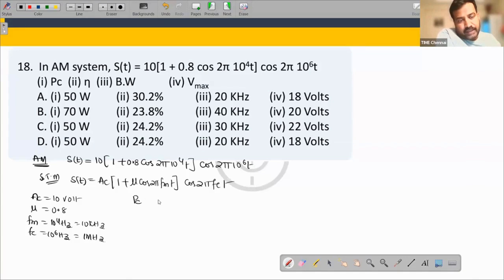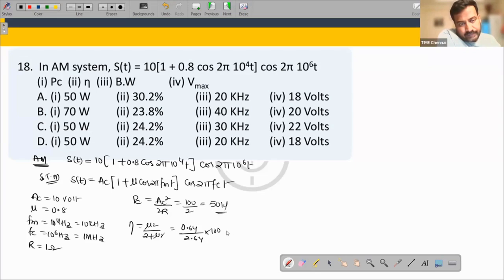They're asking us to find PC. PC is AC square by 2R. We know when R is not given, by default it is 1 ohm. 100 by 2, that's 50 watt for you. Next, eta is mu square by 2 plus mu square. Mu is 0.8 here. So 0.64 by 2.64 into 100. This will be 24.24%.